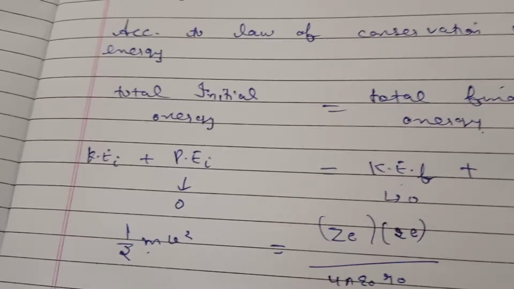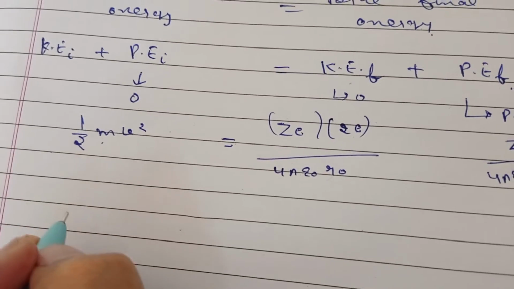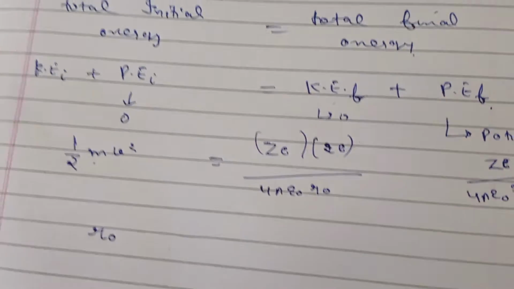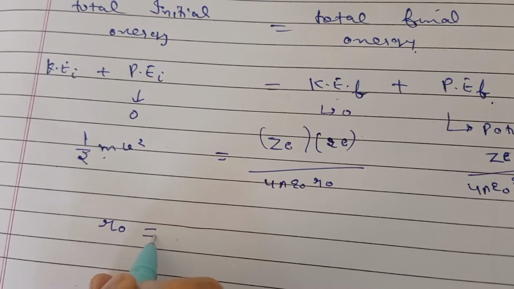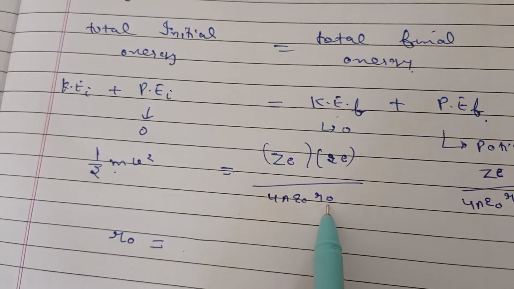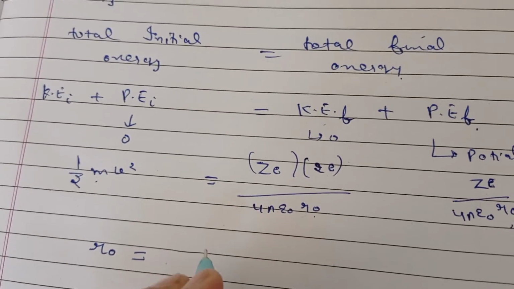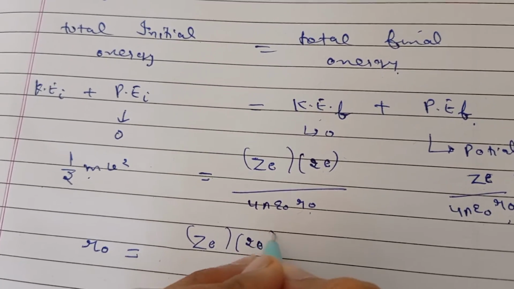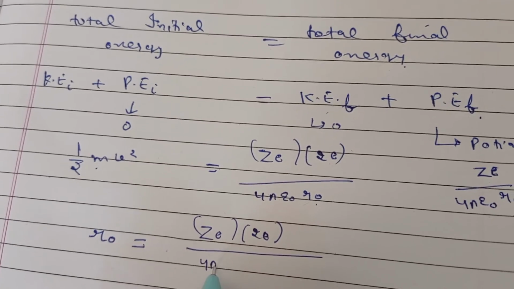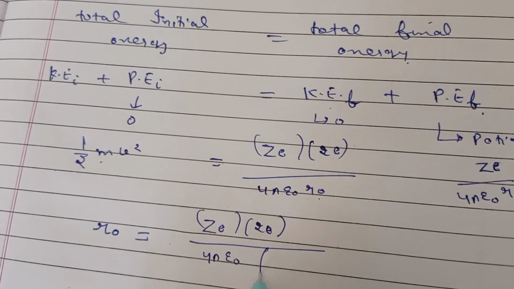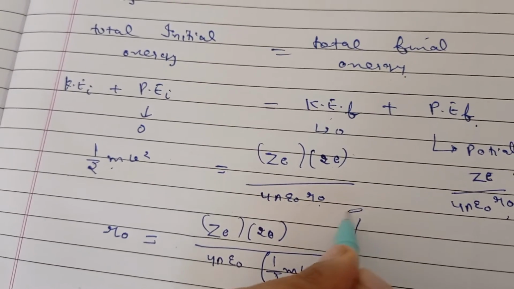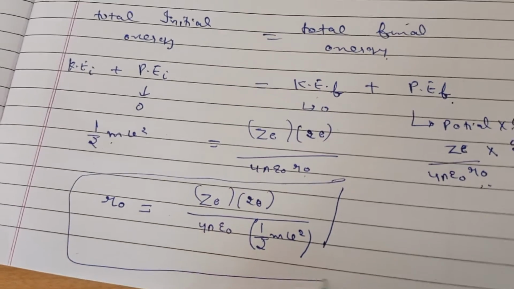What will be the expression for the distance of closest approach? Just make some calculation and we will derive the final expression for the distance of closest approach. The final expression will be r naught, I am writing on the left hand side, and on the right hand side there will be Ze into 2e over 4 pi epsilon naught, and half mv square I will write here. It is the distance of the closest approach.